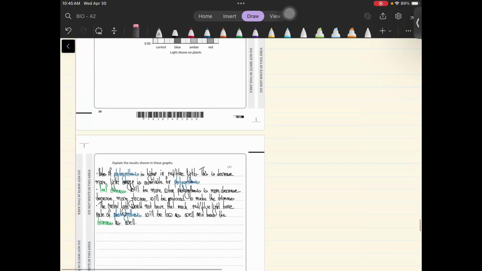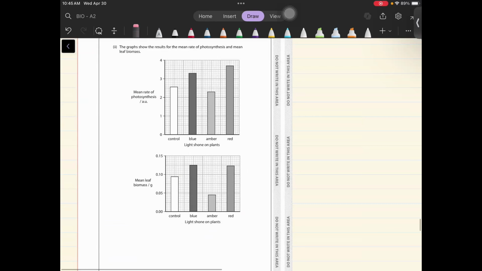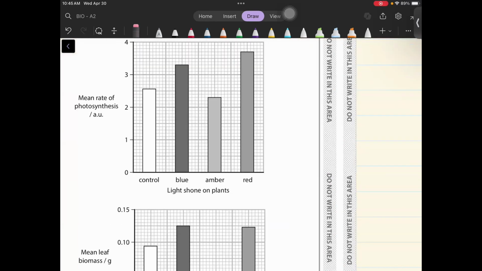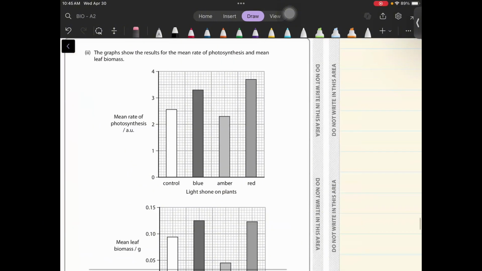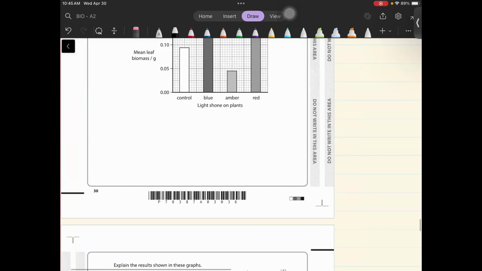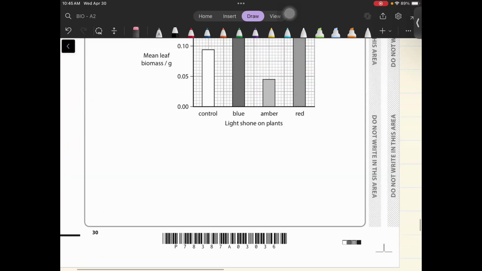Explain the results shown in the graph. So the rate of photosynthesis is greater in red and blue light because the chlorophyll of the plants can absorb this red light, and hence as a result the rate of photosynthesis is high as well. And if the rate of photosynthesis is high, then glucose production is high as well, and this would cause the biomass to increase rapidly as well.